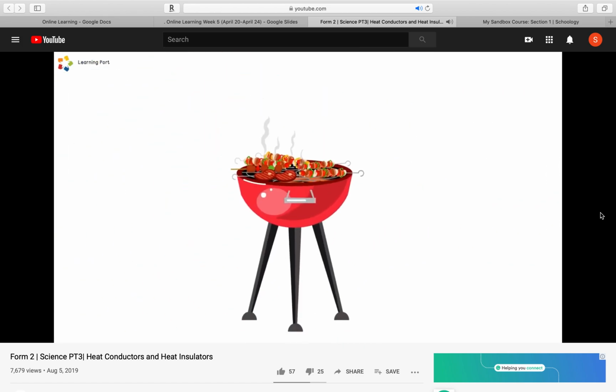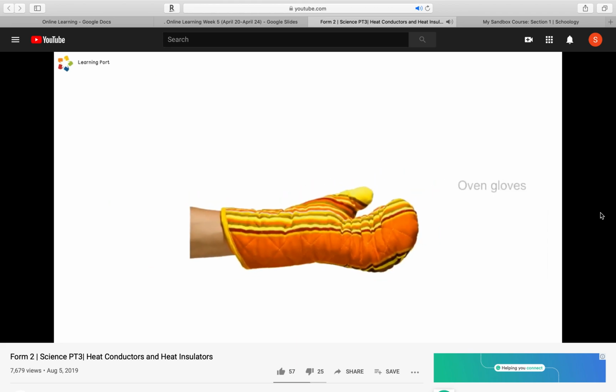The metal skewers are examples of materials that allow heat to flow. These materials are called heat conductors. Metals are good conductors of heat. The oven gloves do not allow heat flow to take place. These materials are called heat insulators. The non-metallic oven gloves are good heat insulators.